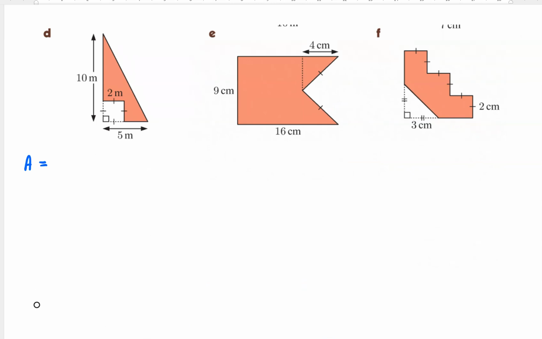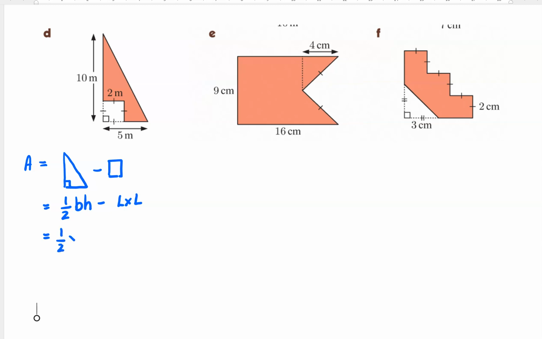You can see we've got a triangle, and we have a square. And this time, instead of adding the shapes together, we're going to take the triangle and subtract the square from that. So we've got a half base times height minus, you can say length times length, or length squared, or length times width, it doesn't really matter.